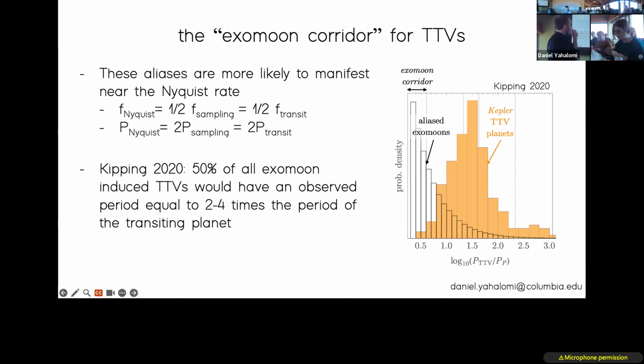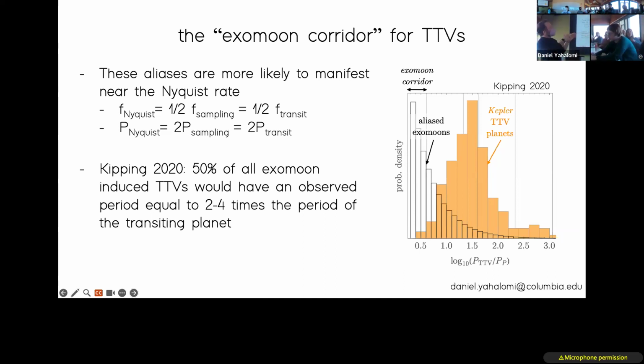You can see that here. So in this white pie chart is where you'd expect aliased exomoon TTVs to fall. On the x-axis is the TTV period divided by the period of the transiting planet. And then what you'll see in yellow is all of the Kepler TTV planets. So Kepler was the predecessor to TESS. It launched in, I think, about 2008, observed the same area of the sky for 5 years. And there are several great TTV catalogs with thousands of systems that show transit time variations.